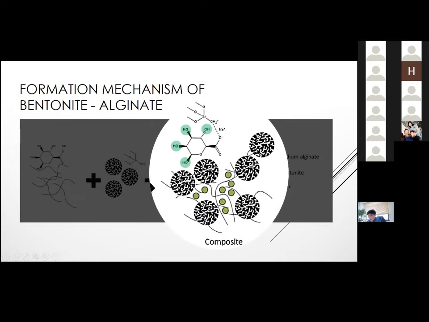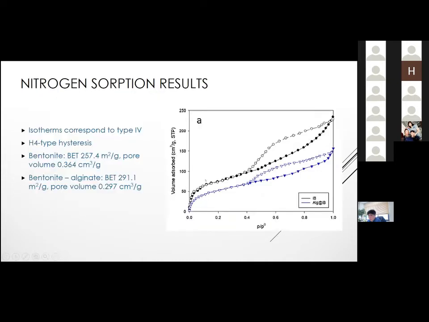Okay, so basically for the composite, we mix the bentonite and the alginate and then cross-link it with the calcium chloride. So we have the bentonite, which is encapsulated inside the sodium alginate. So by modifying this bentonite with the alginate, we found that the surface area of the materials is increasing, but the pore volume is decreasing.